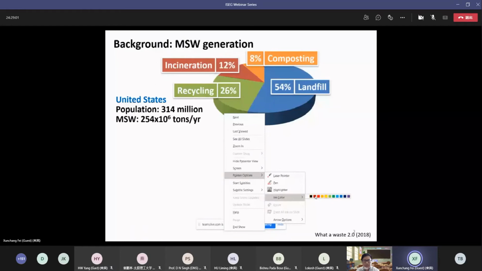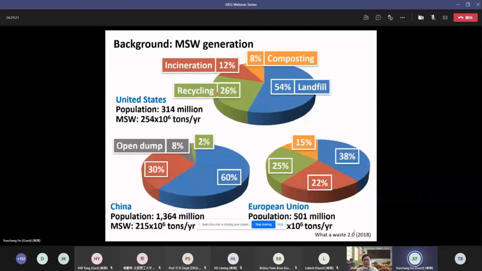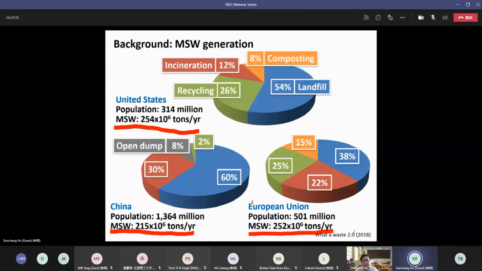Because worldwide, all the countries are generating solid waste MSW, and then there are a few major solid waste management options that are used worldwide. So I will take three major countries and regions as an example. They are United States, China, and the European Union. So the first thing I want to point out is the amount of the solid waste generation per year. As we can see here, for US, China, and the European Union, the amounts are more or less similar. Meaning these three regions generate on the order of hundreds of million tons of municipal solid waste per year.